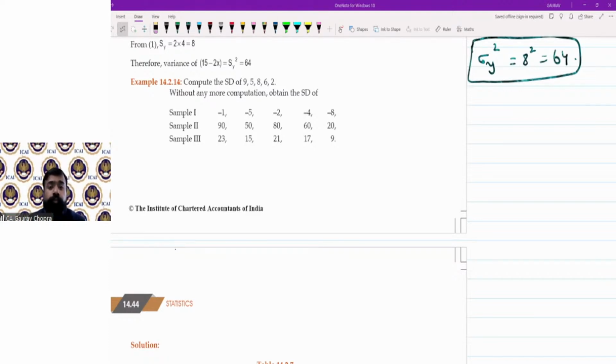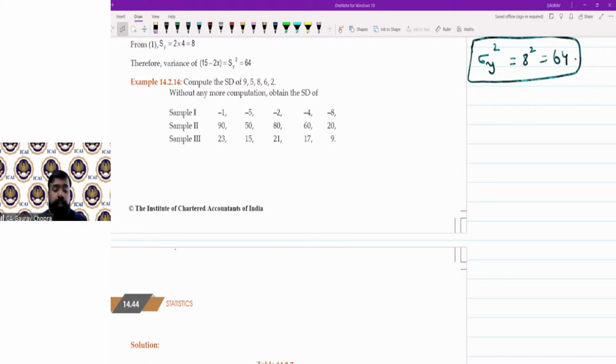Okay. So now the 14th one. Let's do question number 14. After that, we will take a small break and then we will move towards tougher questions. So before that, let's try this 14th example.